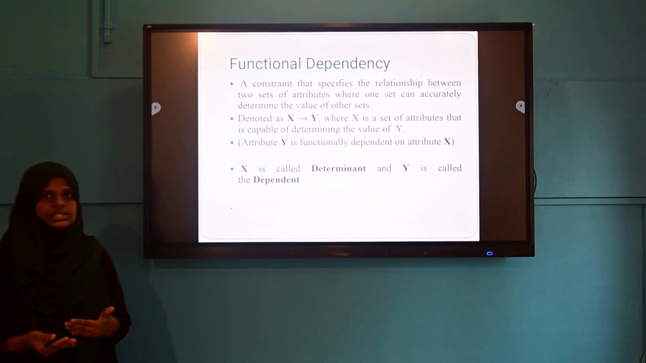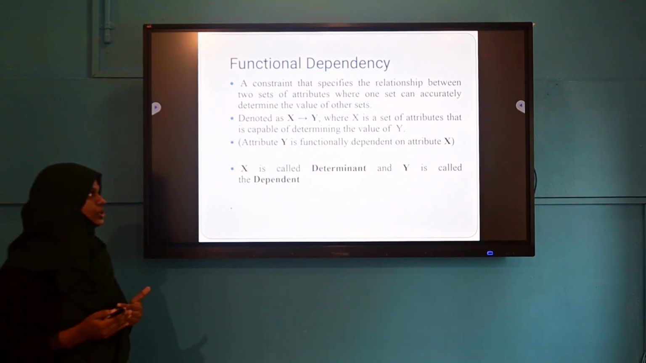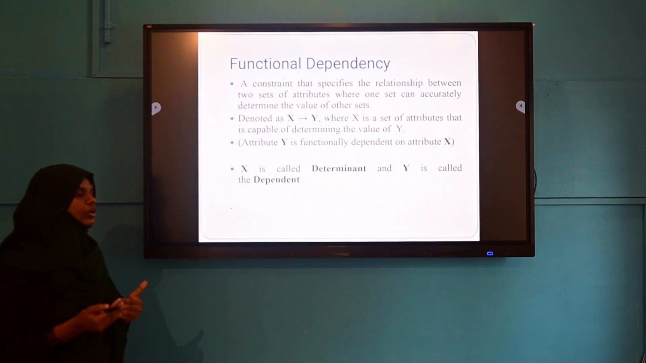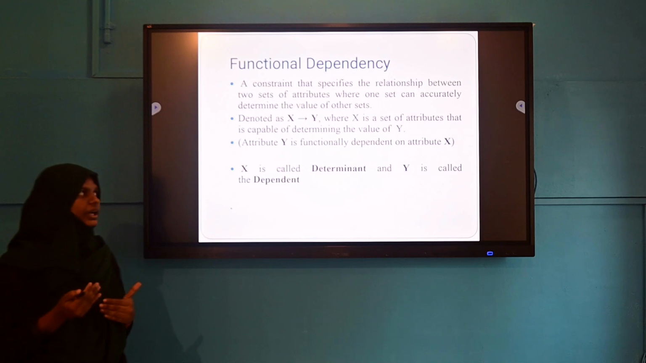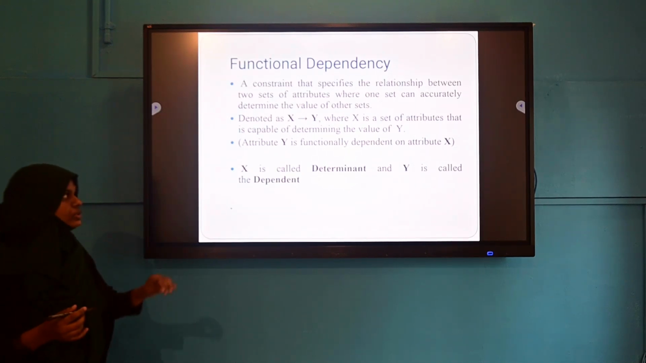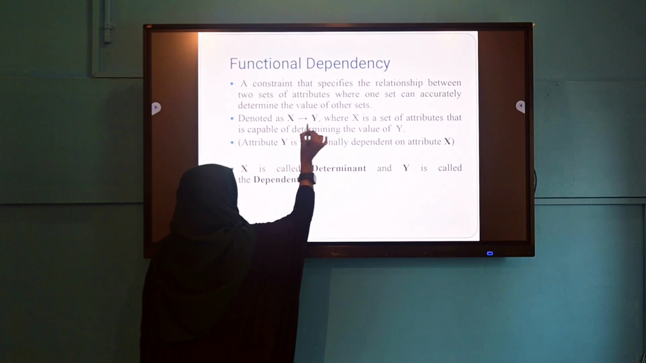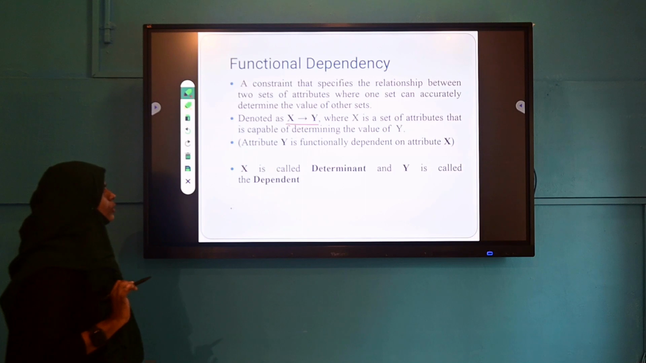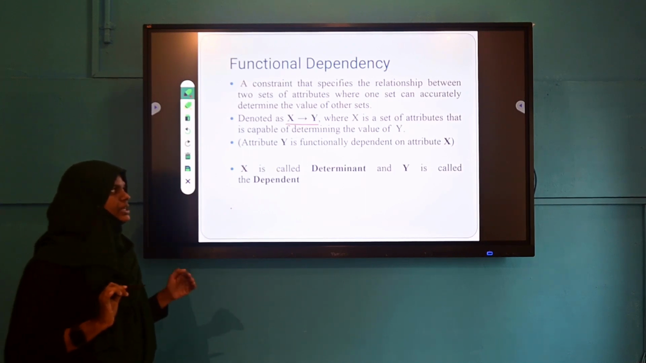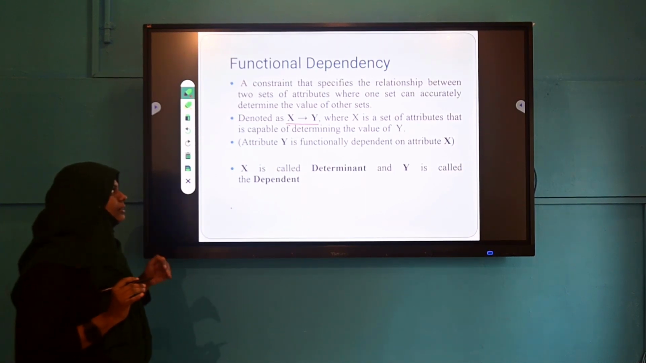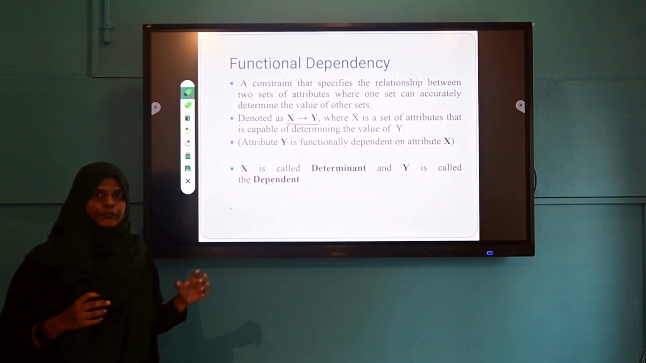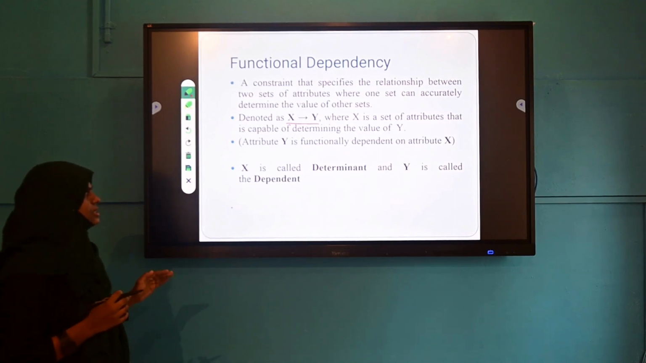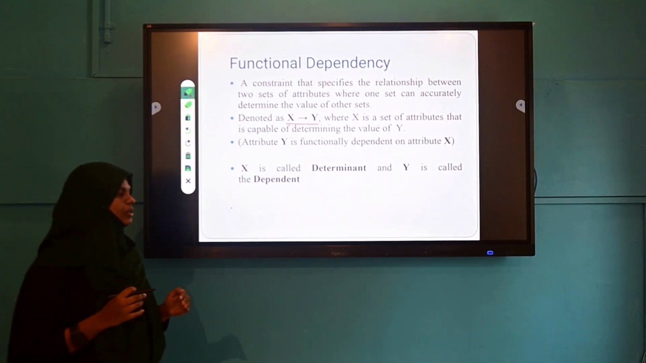What is functional dependency? Functional dependency is a constraint that specifies the relationship between two sets of attributes, where one set can accurately determine the value of other sets, which is denoted as X determines Y, where Y is functionally dependent on attribute of X. That means for a particular value of X, we will get a particular value of Y. Here, X is called determinant and Y is called the dependent.